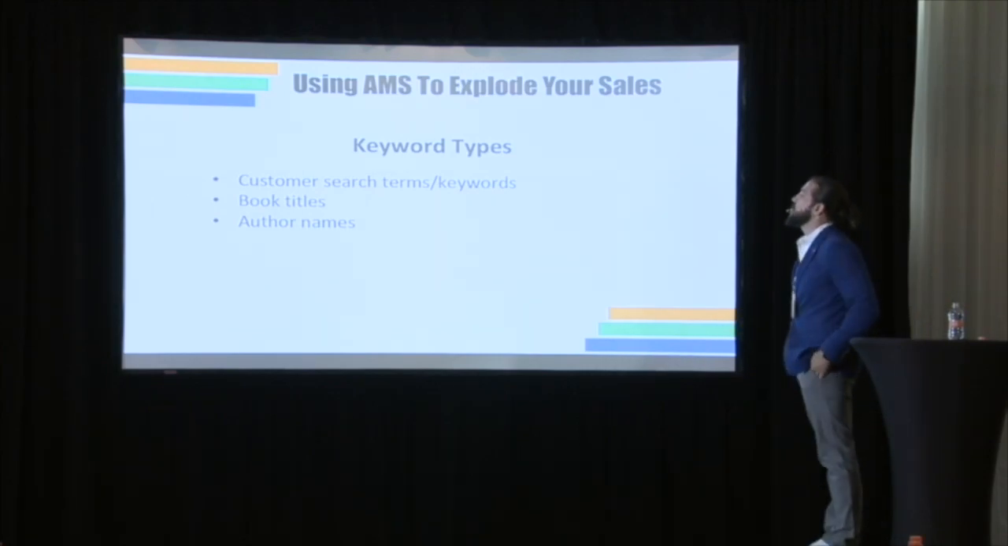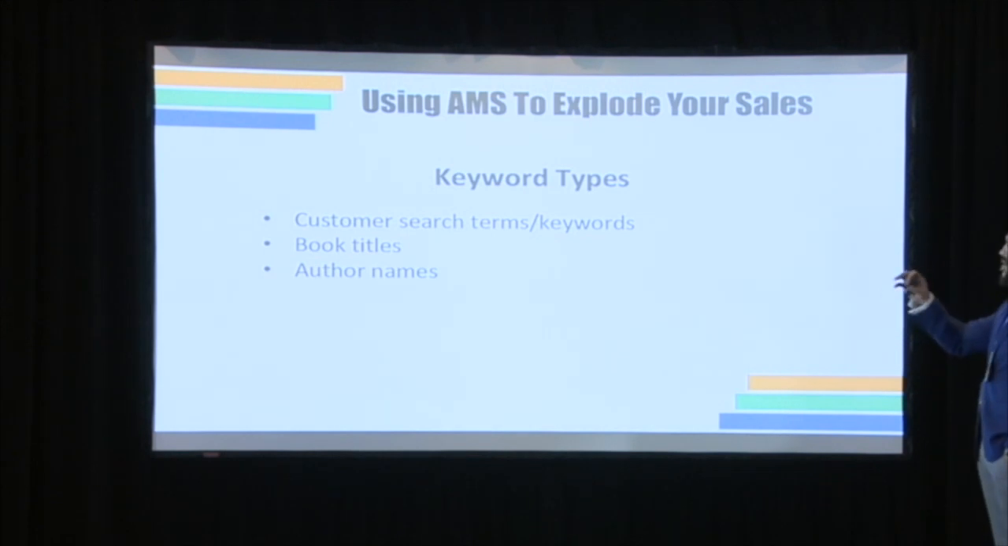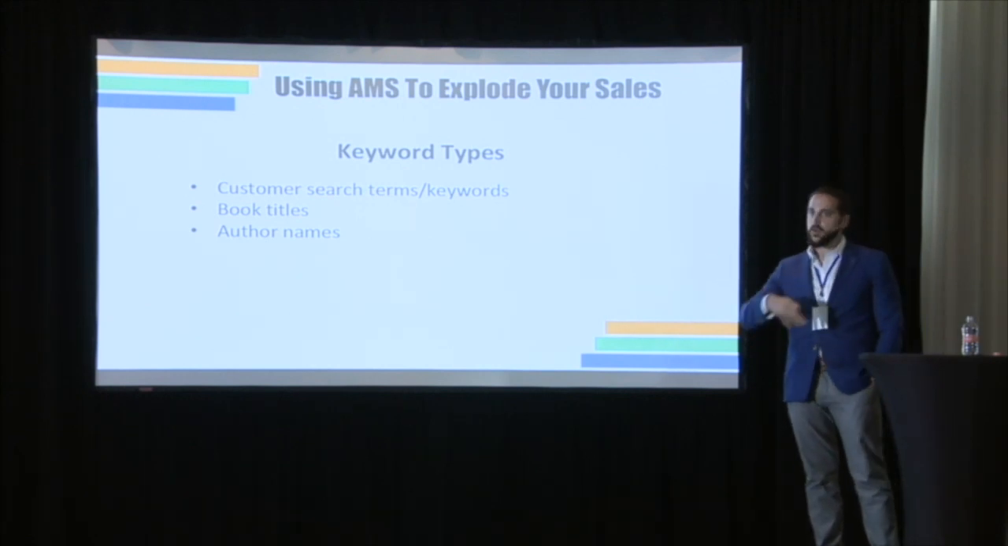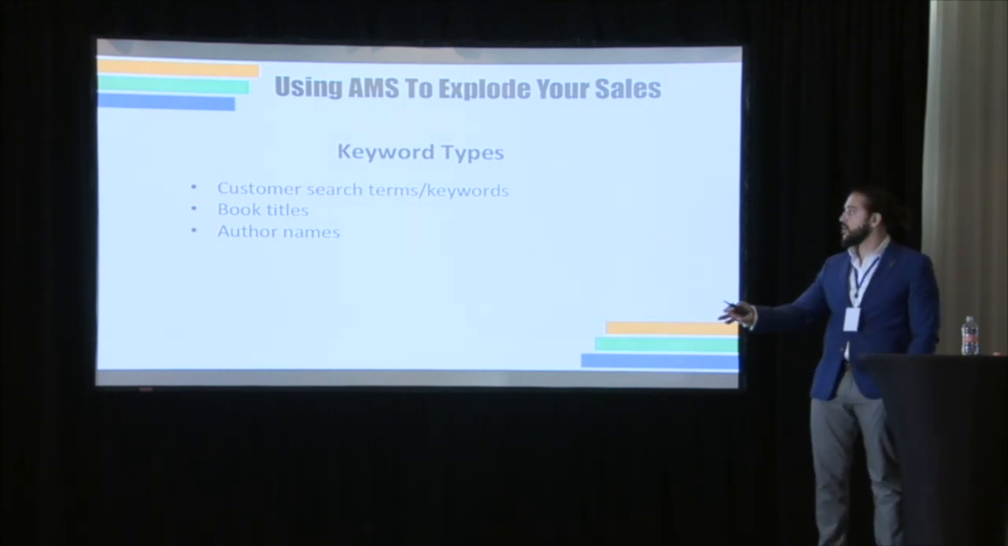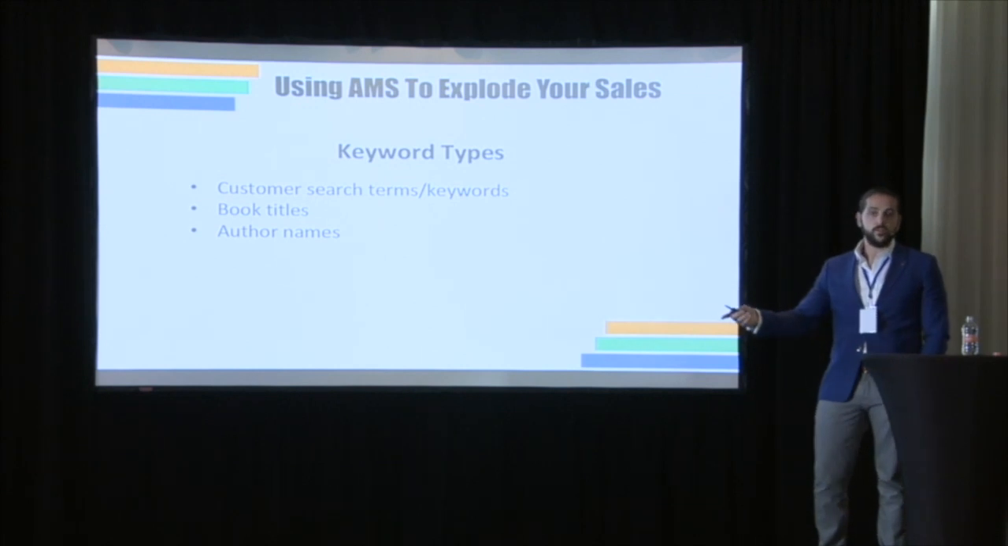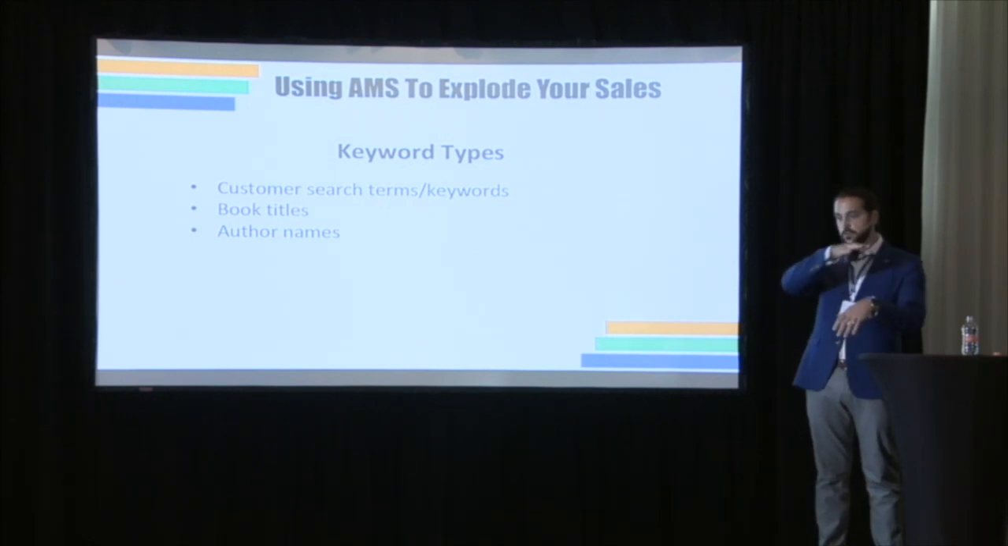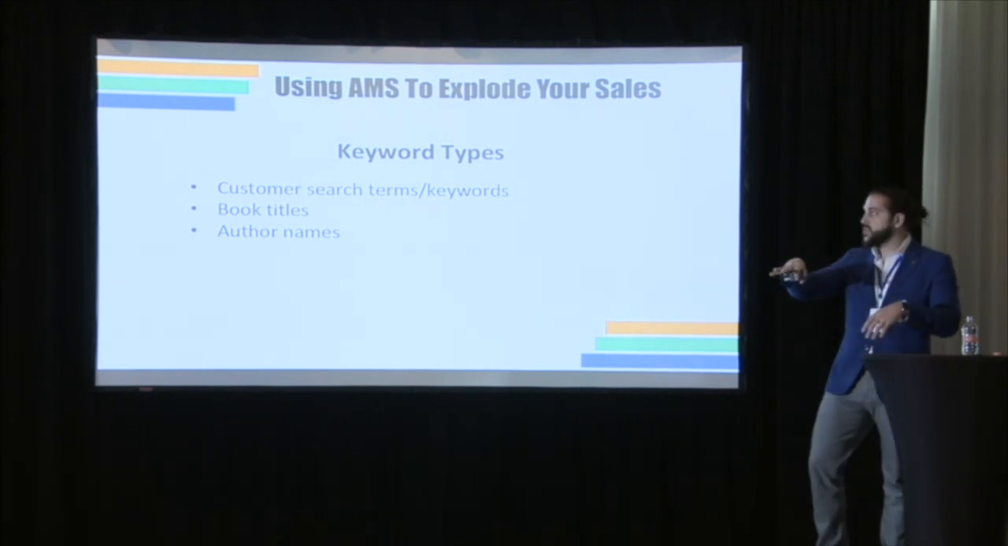So the 3 keyword types. The first one is customer search terms / keywords. So this is essentially what the customer is typing in the search bar to find whatever they're looking for, okay? The next is book titles. A lot of people are searching with book titles. Not only that, but you can appear for your competition in their details page, in their sponsored product section, if you guys have noticed that.